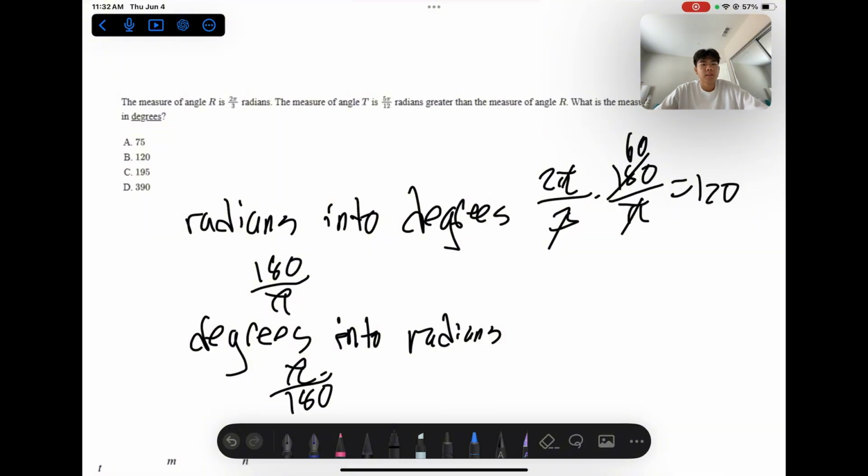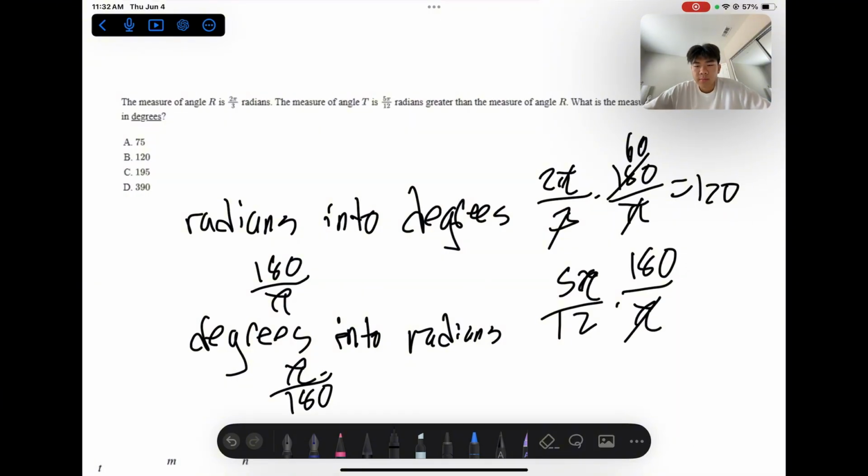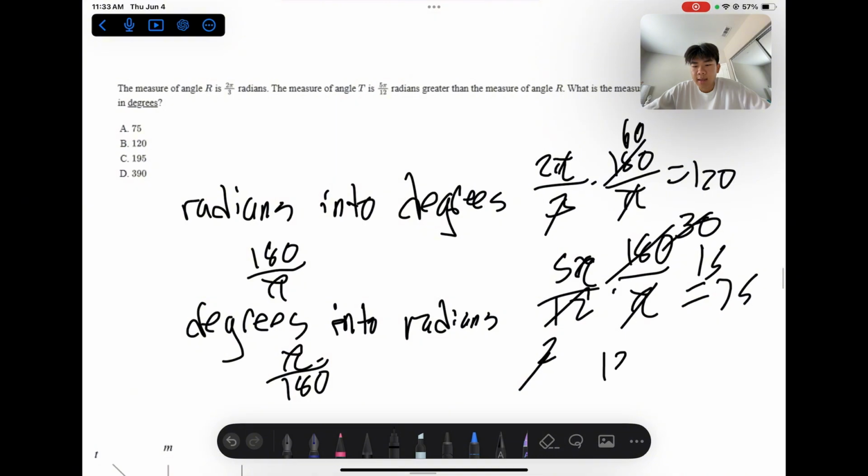120 degrees. And we know that the measure of angle T is 5 pi over 12 radians greater. So just convert that into degrees too. What is that? 30. Boom, boom, 15. So that's just 75. So we know that the measure of angle T is 75 degrees greater than the measure of angle R. So we just add it to get 195, which is C as our answer.